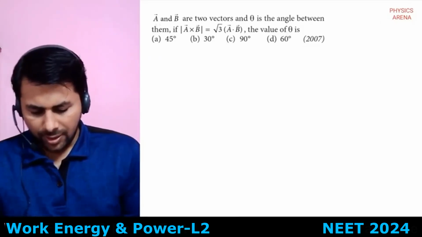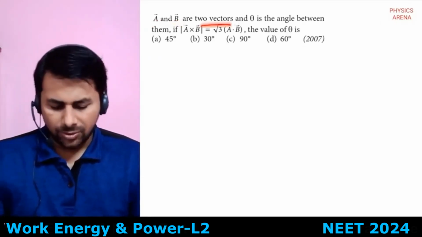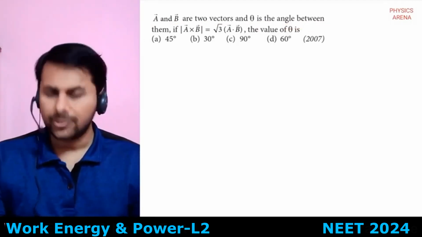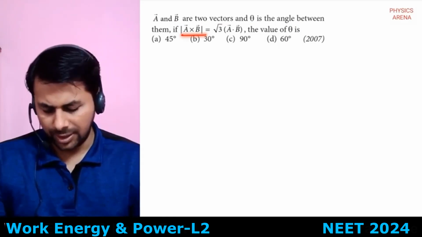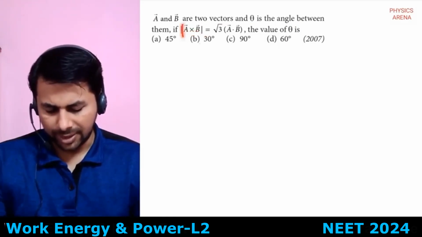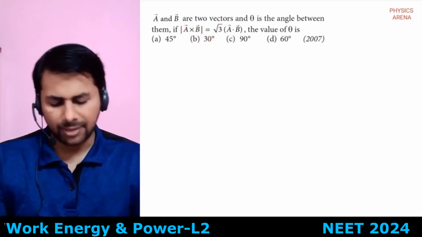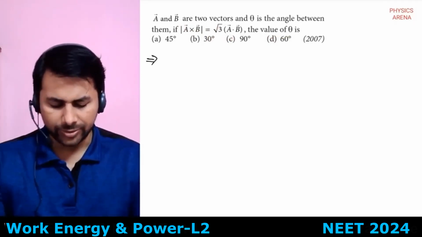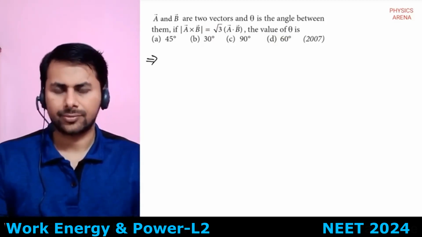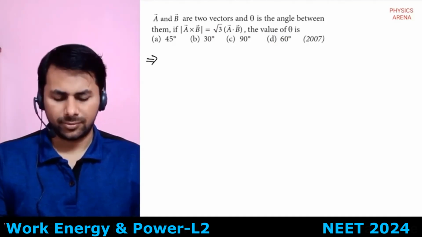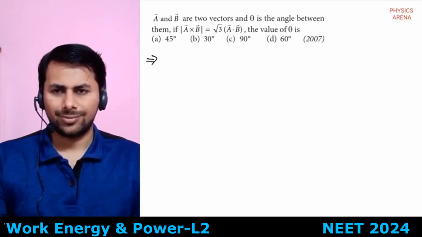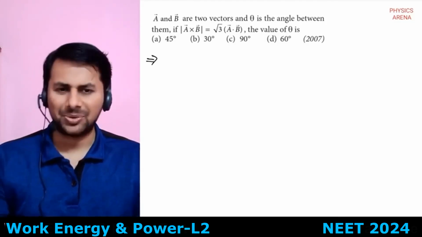Next question. A bar and B bar are two vectors and theta is the angle between them. Then if the magnitude of A bar cross B bar is equal to root 3 times A bar dot B bar, then the value of theta is. Tell me, what should we do? They are just asking to calculate something.